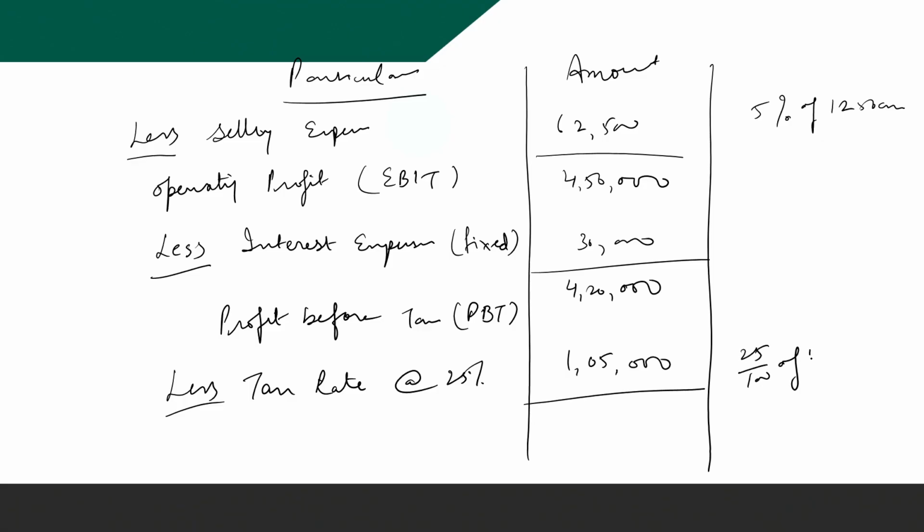25% of 4,20,000 is 1,05,000. So we got the balancing figure of 3,15,000. This is going to be our projected net profit after tax for the year 2024.